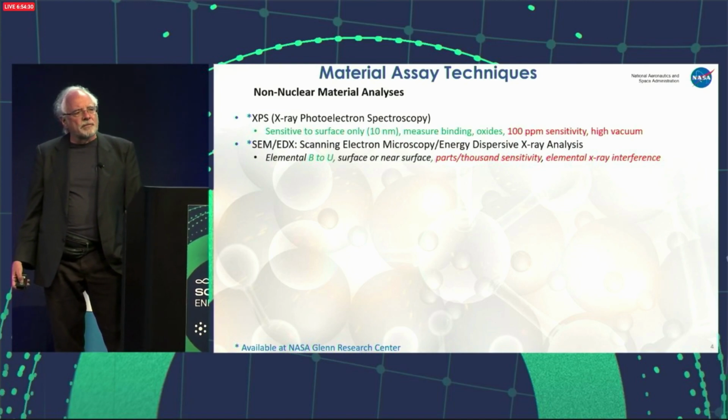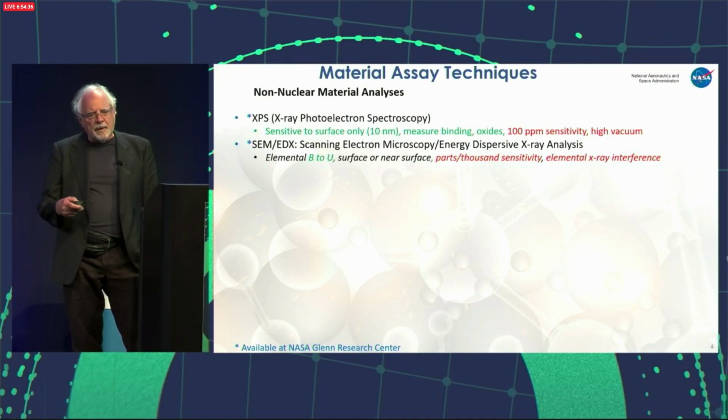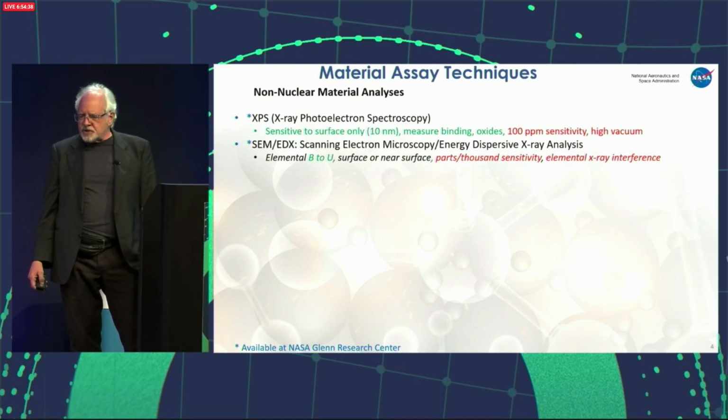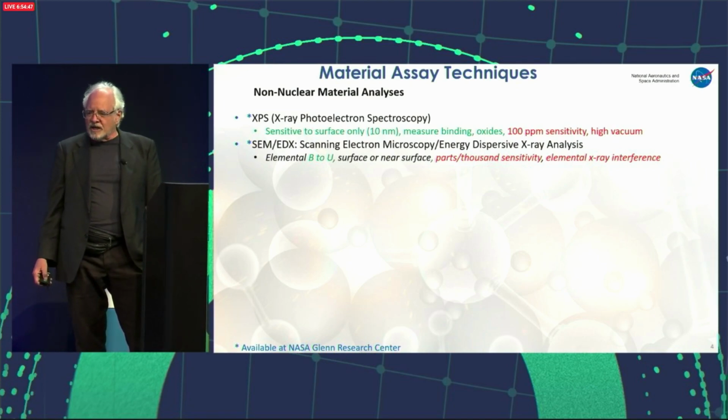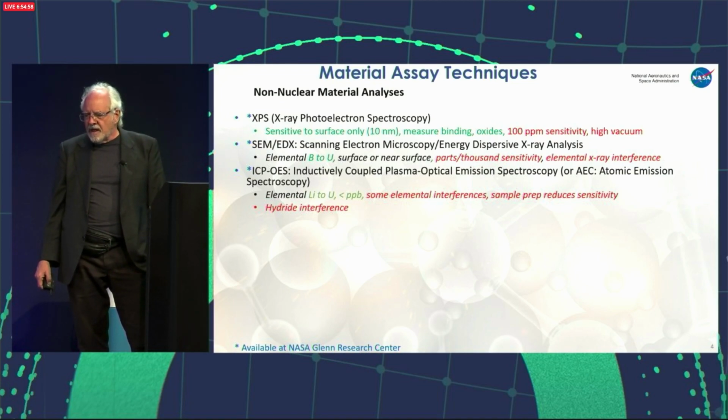What's in red are things that are either not positive or make it difficult to do the measurements. SEM-EDX, scanning electron microscopy, energy dispersive X-ray analysis. And again, this will work from about boron out to uranium, surface or near surface, and it's typically parts per thousand, not a lot better than that. The good news is that if you start seeing something that shouldn't be there, there must be a lot of it there. Then you can go to ICP-OES, inductively coupled plasma optical emission spectroscopy, otherwise known as atomic emission spectroscopy. It'll handle elemental lithium out to uranium, parts per billion, but there's some elemental interferences, and the sample prep reduces the sensitivity. And then you also have hydride interferences.